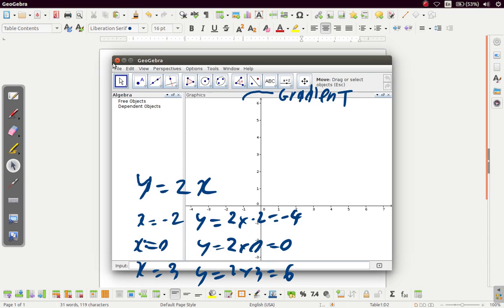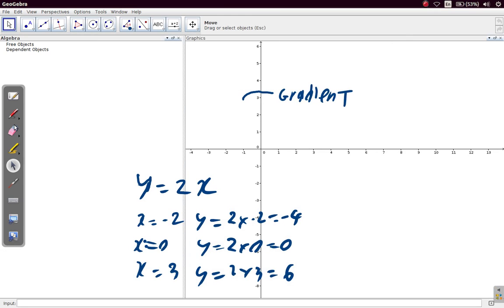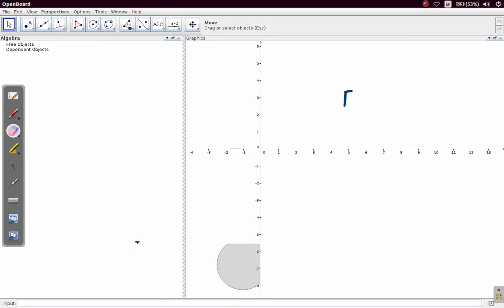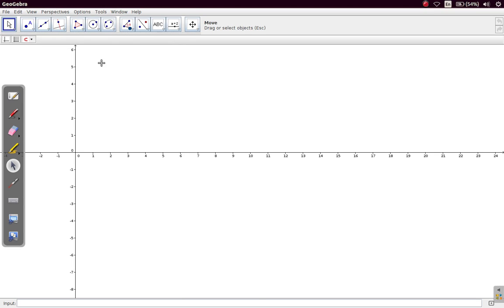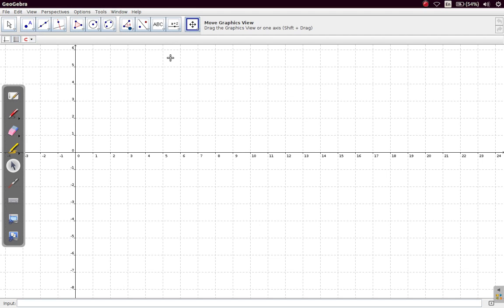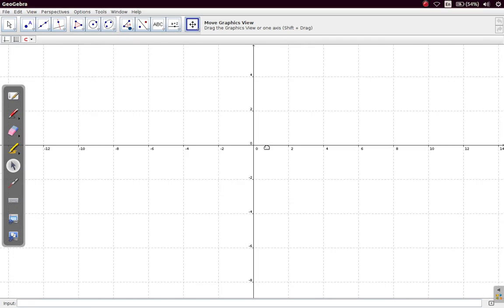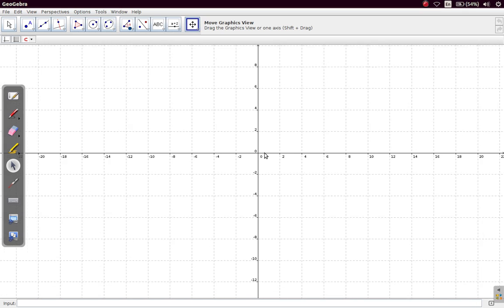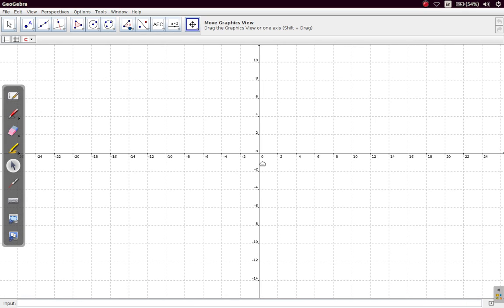Okay, good. Now let me get rid of some of these writings here and set up GeoGebra so we can use it. Get rid of this. I want to show my grid and the center just about here. All right, good.